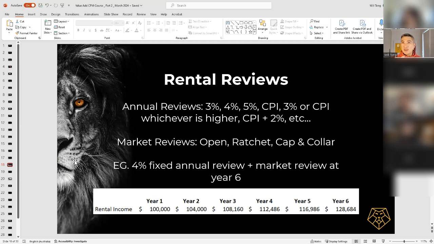But there's also another thing called a cap and a collar. So cap, like wearing a hat, and a collar, putting on your neck, which means that the rent can't go above a certain point, or it can't go below a certain point. For example, let's say there is a market review with a cap of 10% and a collar of 5%. That means the rent can't go beyond 10% and it can't go below 5% of what they're currently paying.